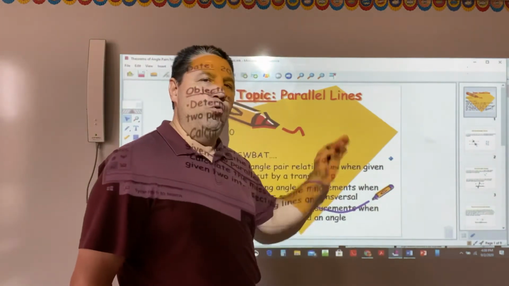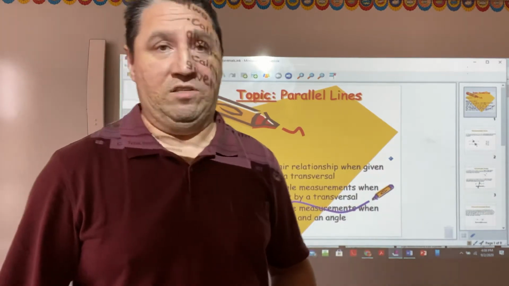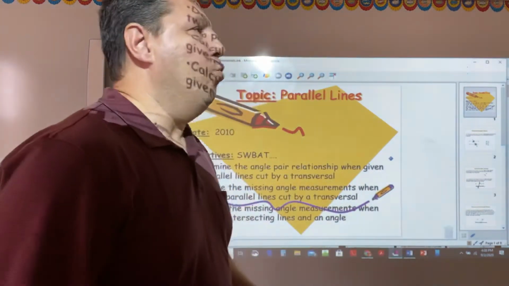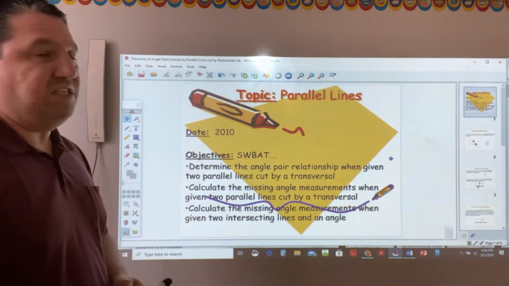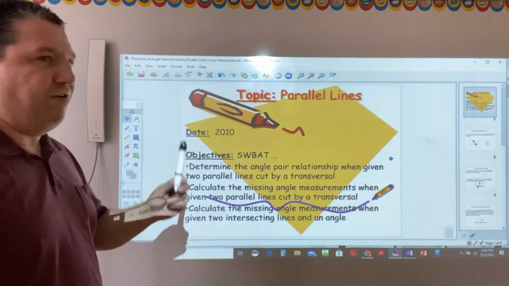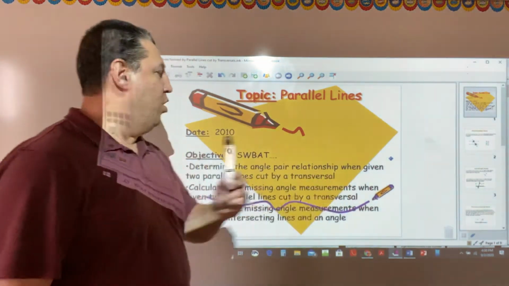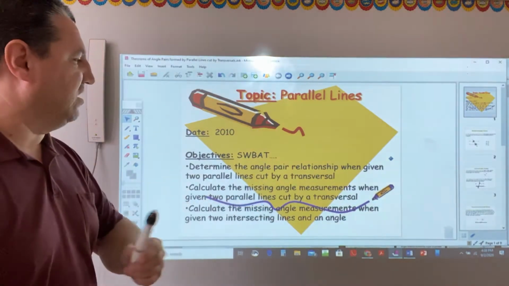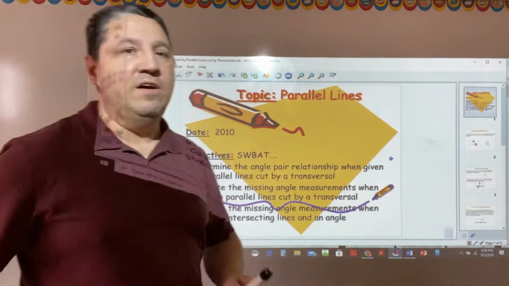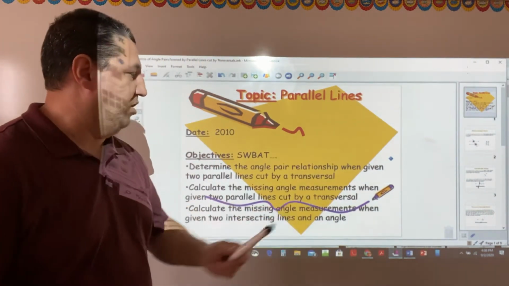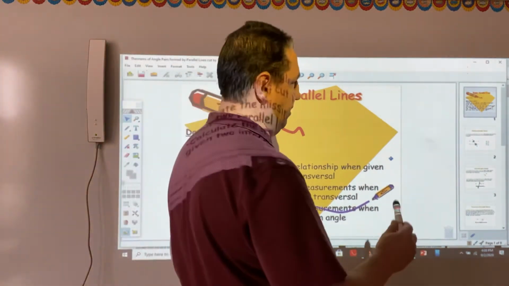We'll continue with lines cut by a transversal, and we'll get into more details. In this lesson, we'll have a few objectives. First, we determine the angle pair relationship when given two parallel lines cut by a transversal, and then calculate the missing angle measurements when given two parallel lines cut by a transversal.